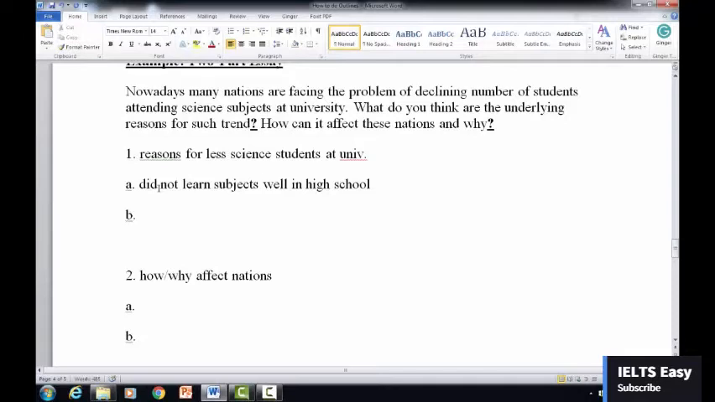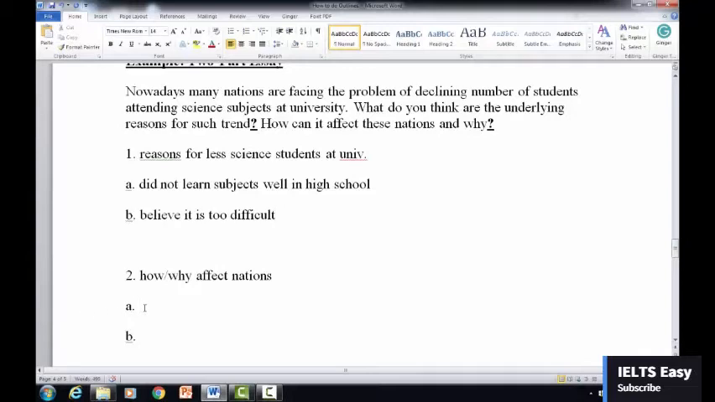That might be a reason why. Another reason why some of them might believe that it's too difficult. Those may be the reasons why they believe that. Those might be some reasons why there's a declining number of students attending science subjects at university.